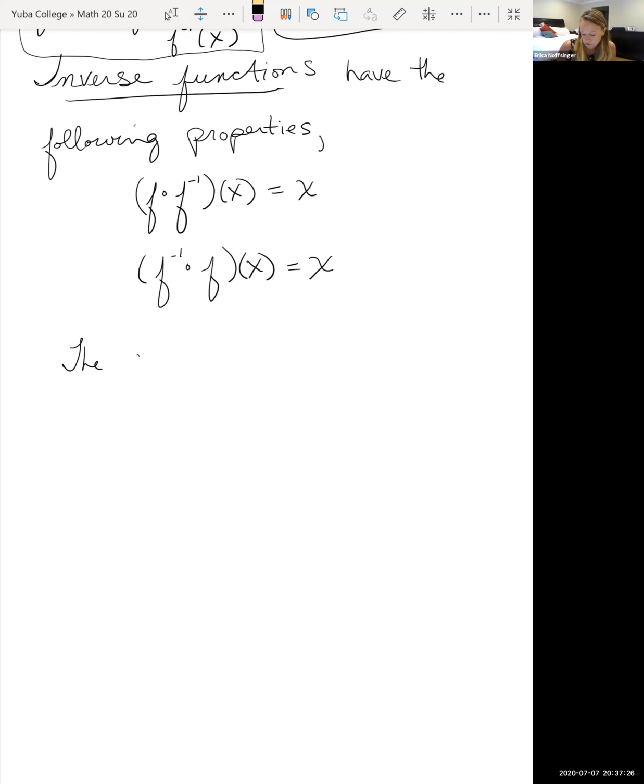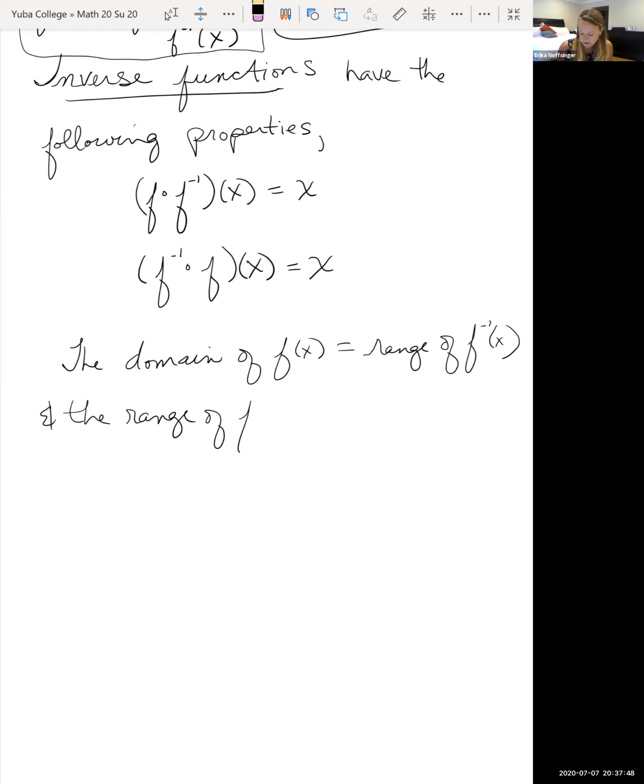The domain of f of x equals the range of f inverse of x. And the range of f of x equals the domain of f inverse of x.